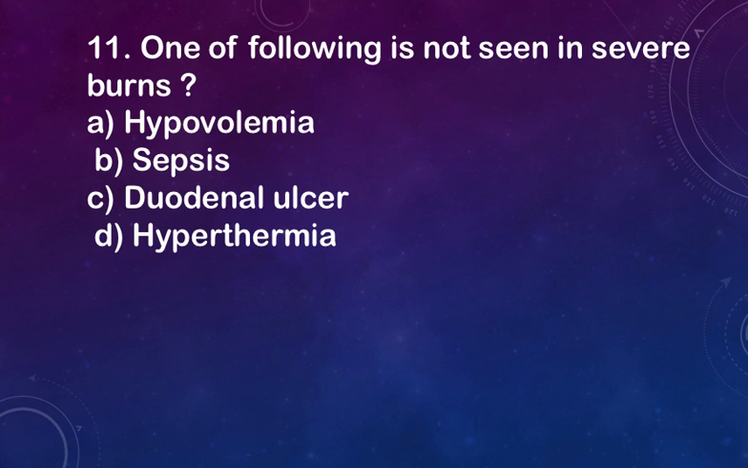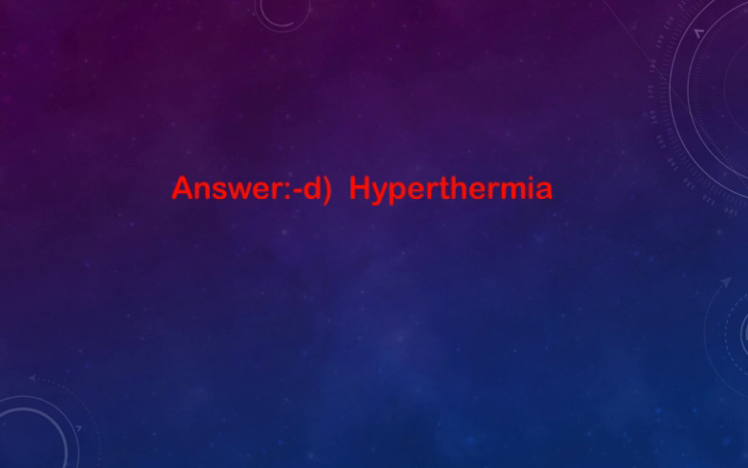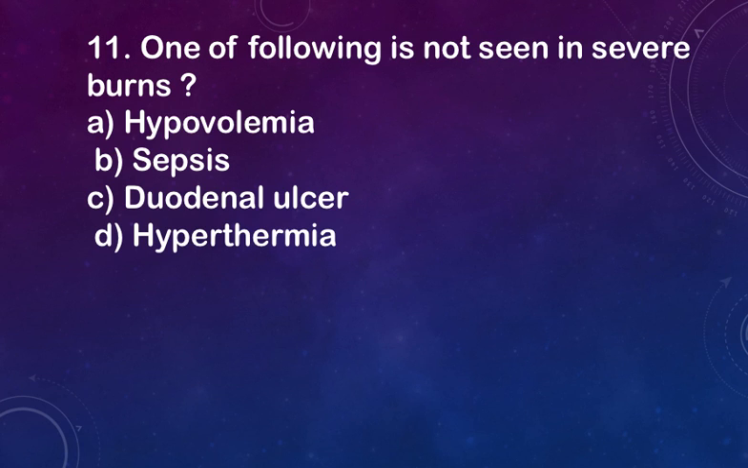Next question, question number 11. One of the following is not seen in severe burn. Option A, hypovolemia, B, sepsis, C, duodenal ulcer, and D, hyperthermia. Right answer is D, hyperthermia. Hyperthermia is not seen in severe burn. In severe burn, hypothermia occurs, not hyperthermia. So right answer is D, hyperthermia.